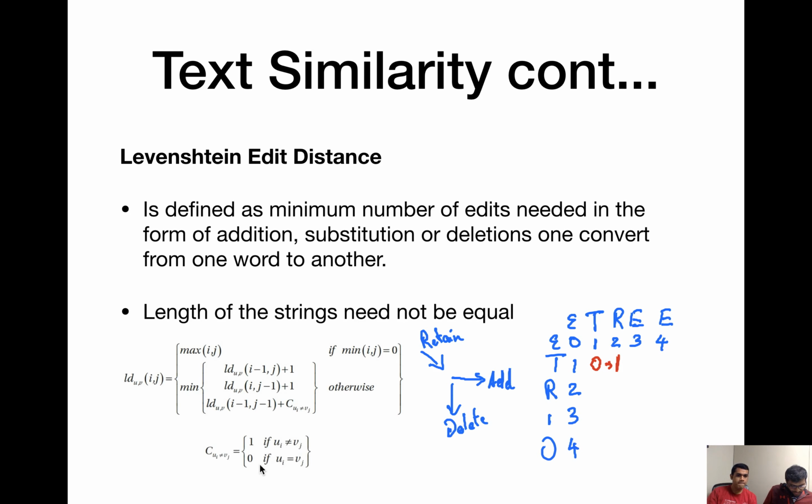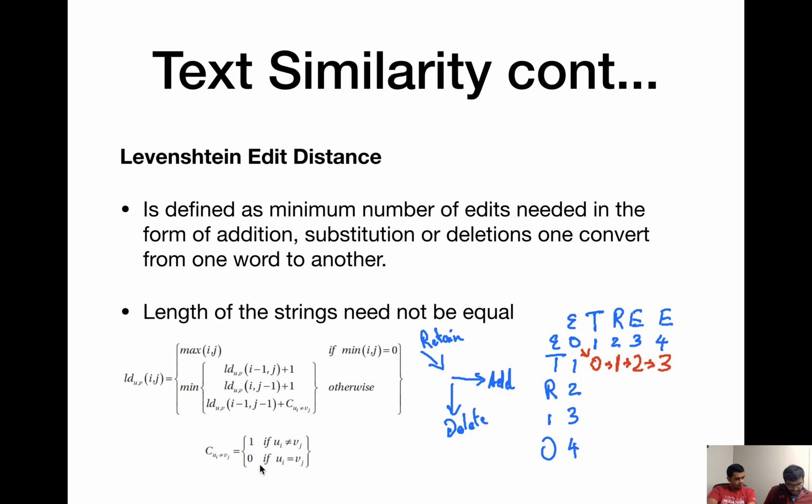Again, now we're going from T to TRE. So now that's also one more addition. So that becomes 2. And then you have a TREE, which is also an addition. So you go to 3. That's one row. So this is also coming from here. I'll put the directions here.